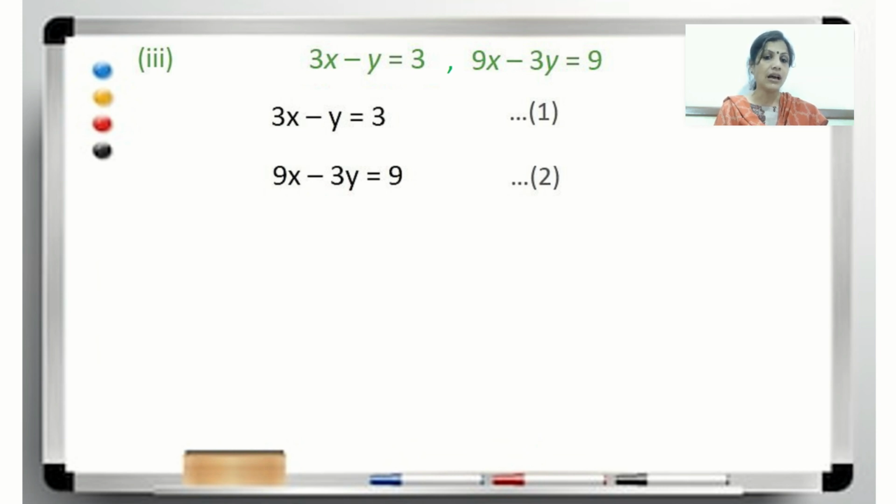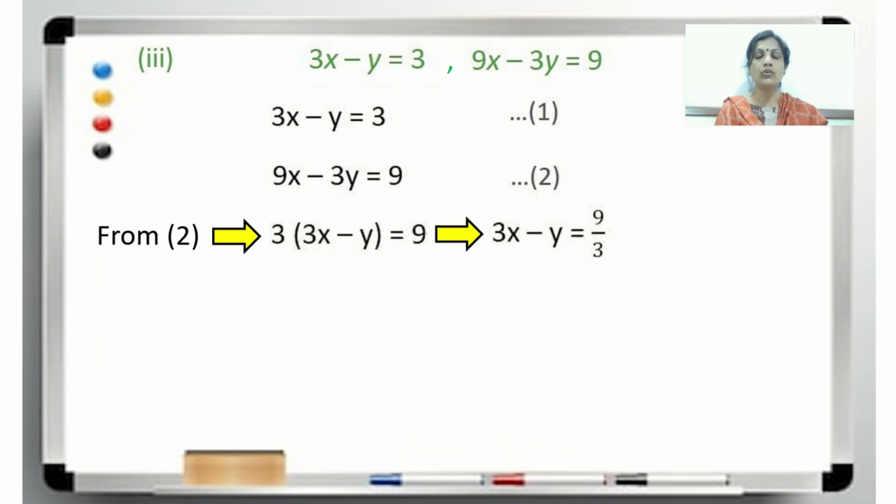Now in this example, if you observe equation 2, if I take 3 common, what do I get? By taking 3 common, you get 3 outside the bracket, and in the bracket, 3x minus y is equal to 9 upon 3. 9 upon 3 is 3. So you get 3x minus y is equal to 3. Now check out equation 1 and this new equation which you got.